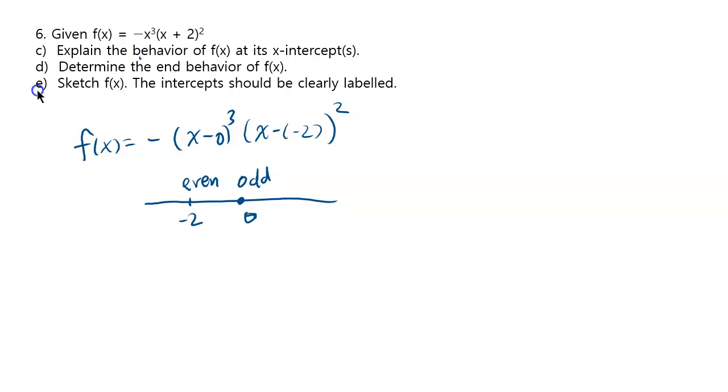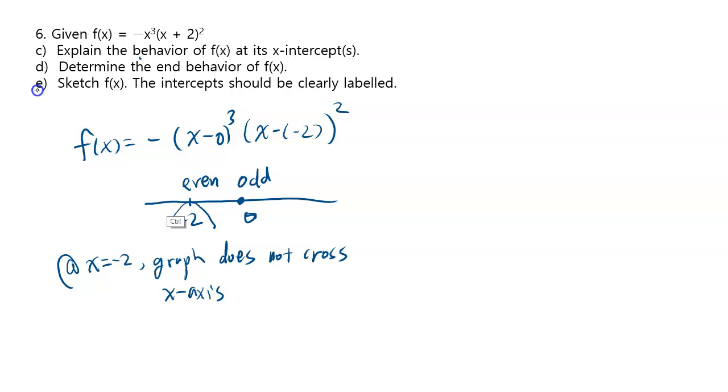And when you have the odd and even multiplicities identified, then what you know is that when it's even, so at x equals negative 2, the graph does not cross the x-axis. And that's because it's an even point. So when it's even, it either goes like this and bounces back this way, or if it was coming from up there, it would bounce back and go like that, okay?